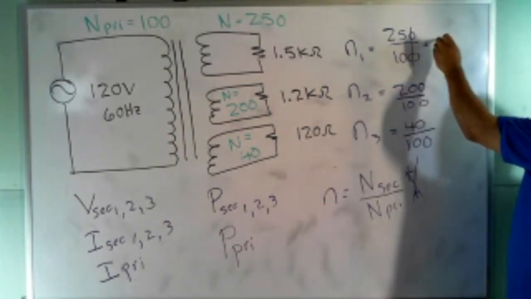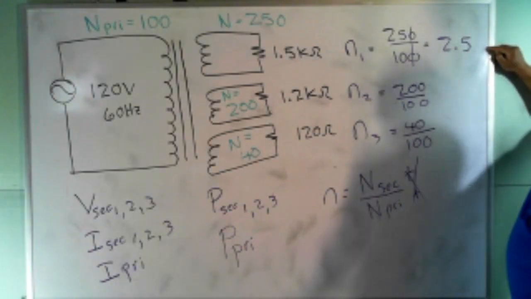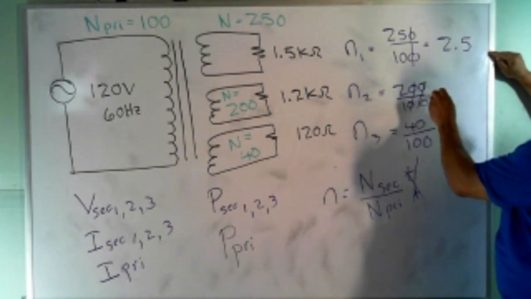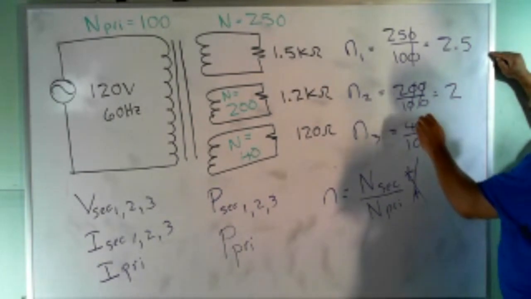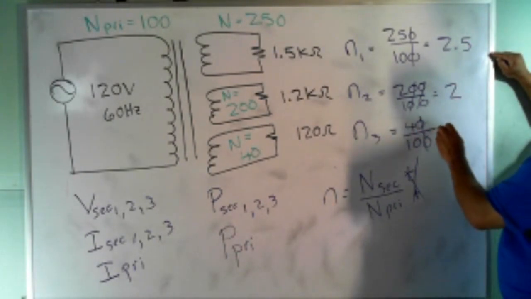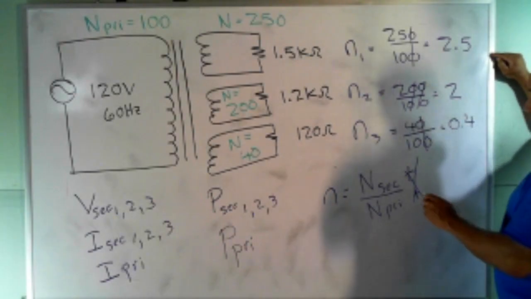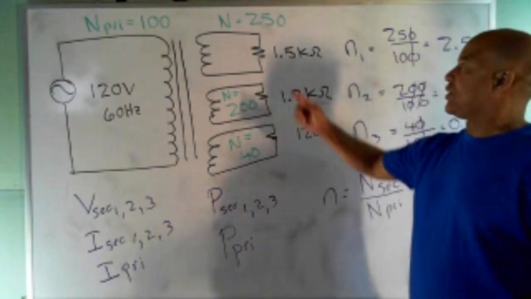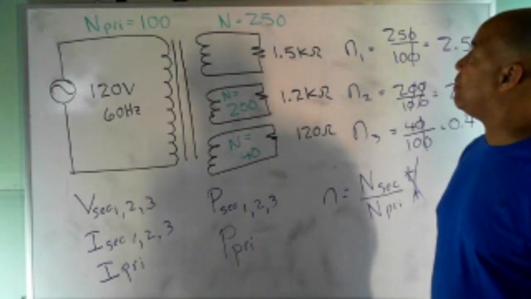So here we get 2.5. That's a step up coil, isn't it? And then here we get 2. So that's a step up coil. And then here we get 0.4. So that steps down. And then, oh, that's it. We only got 3 of them. So you notice that we got step up, step down. You can have that when you have these multi-coil circuits.